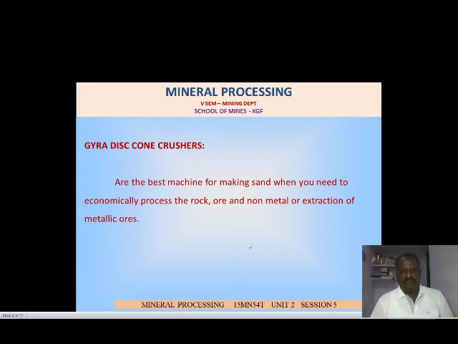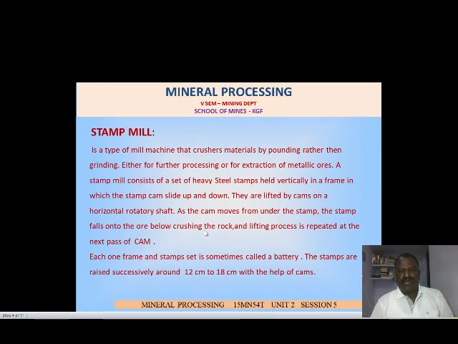Gyratory disc cone crushers are the best machine for making sand when you need to economically process the rock, ore and non-metal, or for extraction of metallic ores. Now we will come to the stamp mill. It is a type of mill machine that crushes material by pounding rather than grinding, either for further processing or for extraction of metallic ore.